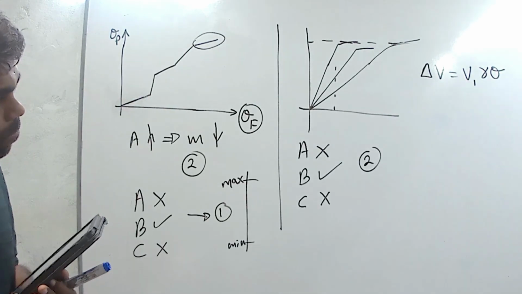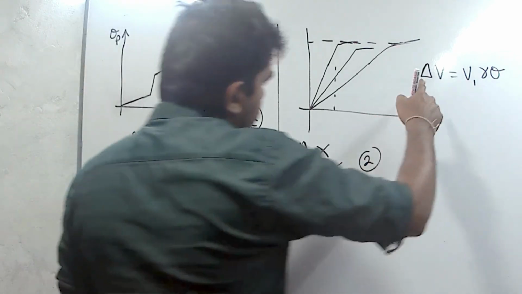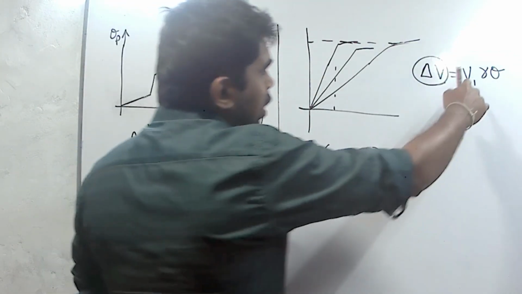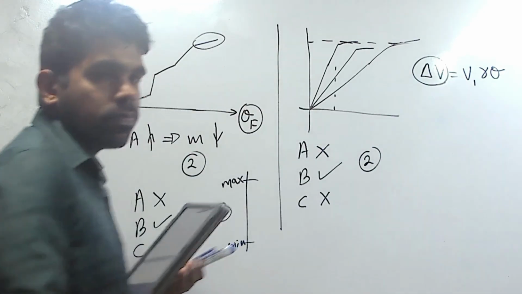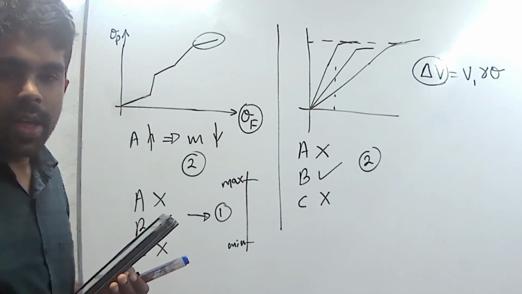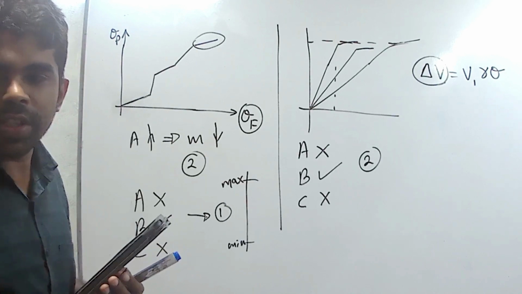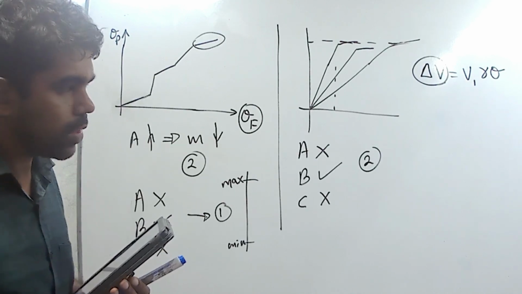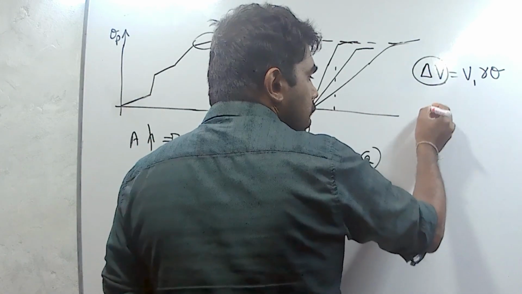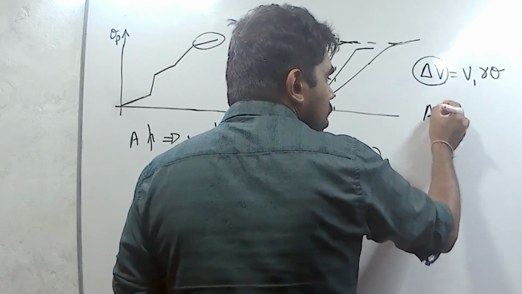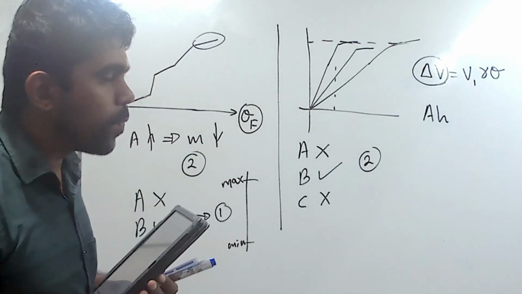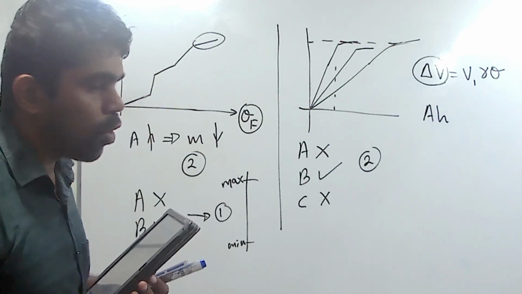Then change of volume is depending on initial volume. Now there are same initial volumes. Therefore, change of volume is a constant value for both thermometers. And we can get change of volume is equal to the cross-sectional area into height of mercury column, increased height of mercury column.